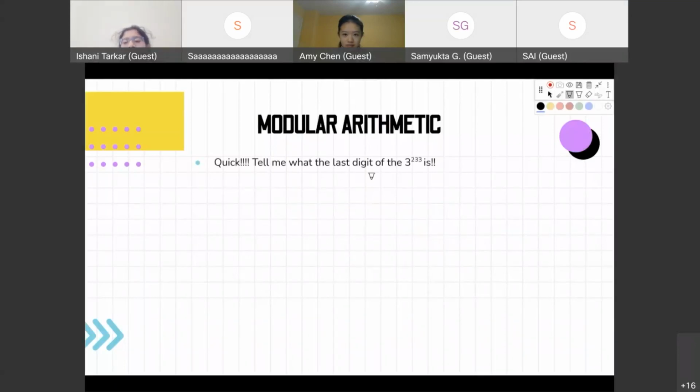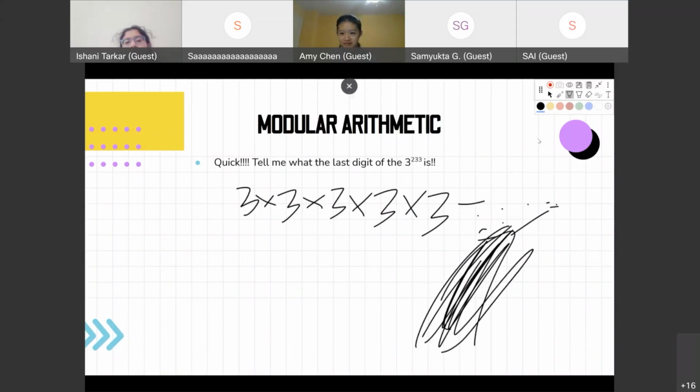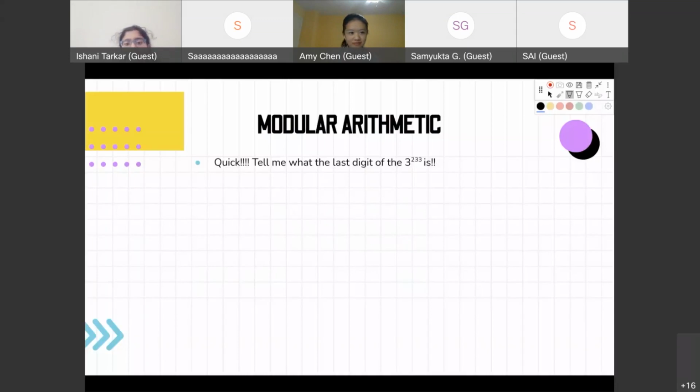I doubt that any of you are able to say what the last digit of 3 to the power of 233 is off the top of your head. If you try to calculate it mathematically, it would probably take you forever, or what feels like forever, to multiply it out, which is why we use patterns. We use the pattern of what the last digit is when you raise 3 to another power.